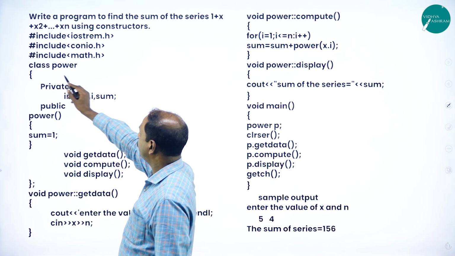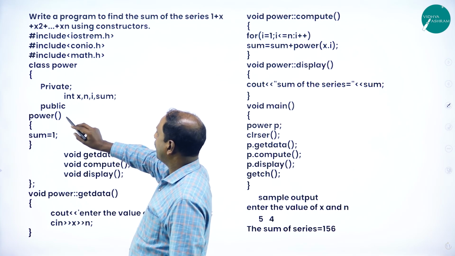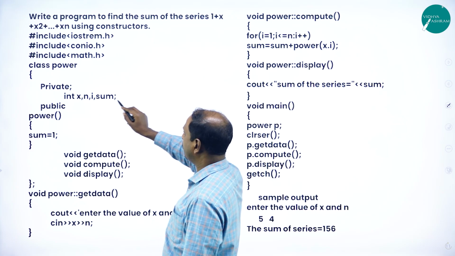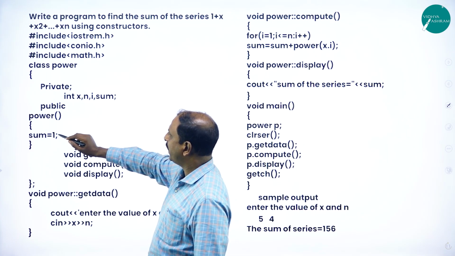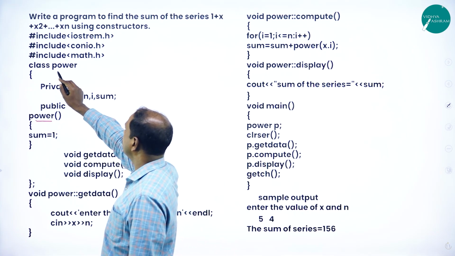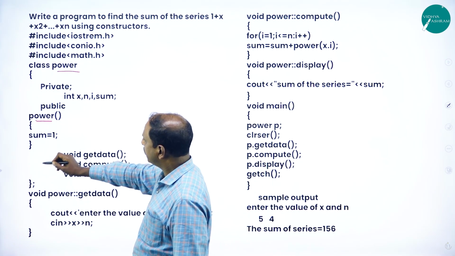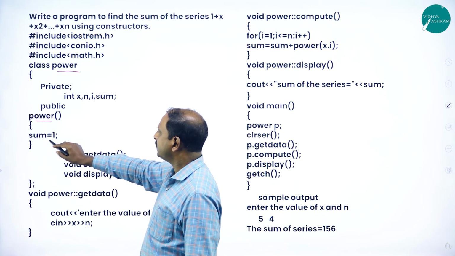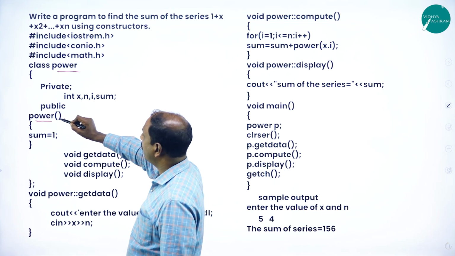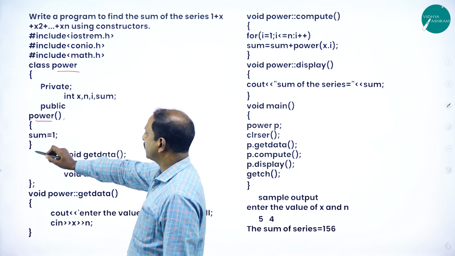So here class power, open the bracket, and private, under private we are having int x, n, i, sum. These are the variable declarations, and under public we have power. Power is the name of the constructor because the name of the class is power. So this is the constructor. Under that there is one statement, sum equals 1. So this is the constructor because this special member function has the same name as that of the class. Then we are closing this constructor.